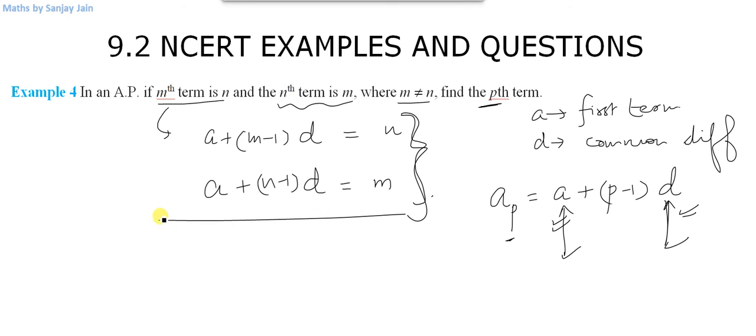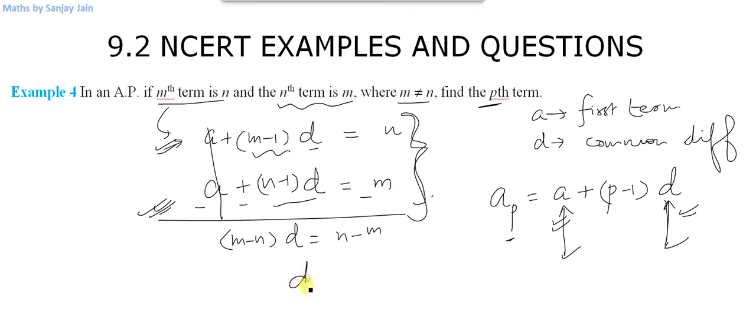if I subtract this one from this, what will I have? A will get cancelled. I'll have m minus n into d equals n minus m, right? What I've done is I've subtracted this second equation from the first. So this sign will change, this sign will change, and this sign will change. If you see, a will get cancelled and m minus 1 into d, n minus 1 into d. So if you notice, this will be m minus n into d, and on the right hand side I'll have n minus m. So d effectively will become n minus m by m minus n, that is negative 1. So I've got d here.